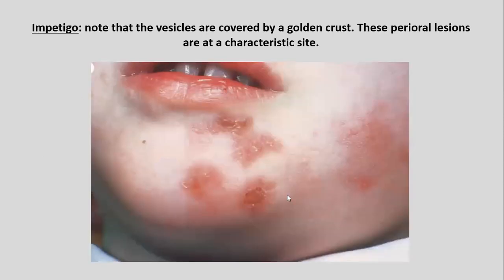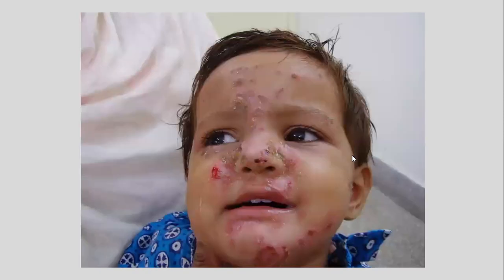Note the vesicles are covered with golden yellow crust. These perioral lesions are a characteristic site. So this is a picture of my patient showing the yellow brown crust and superficial erosions with some intact pustules.